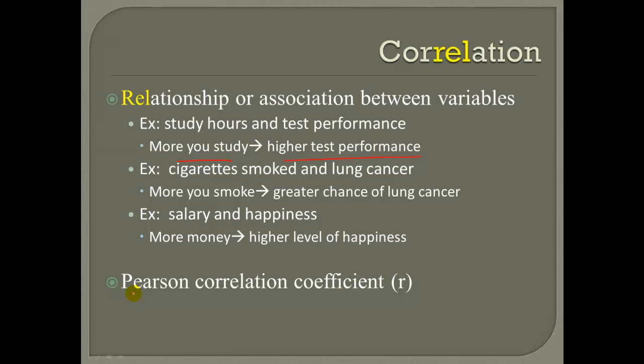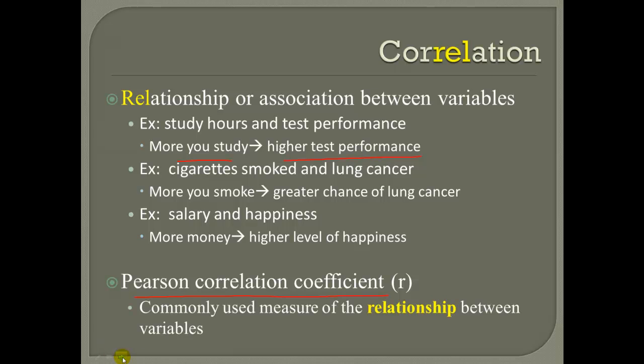Okay, there's lots of different types of correlation. They basically all try to measure the association between two variables. The one we're going to be looking at in this unit and for this class is the Pearson correlation coefficient. It's probably the one that's used most often.